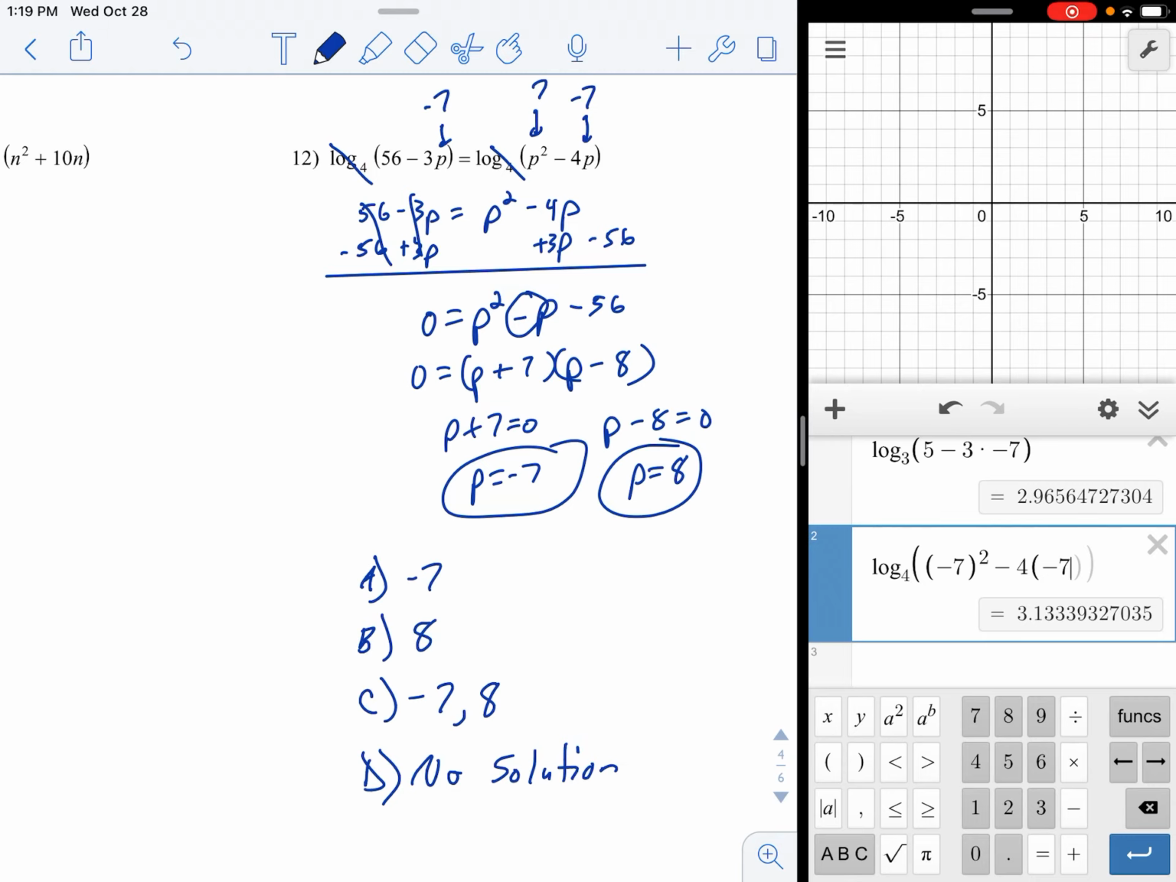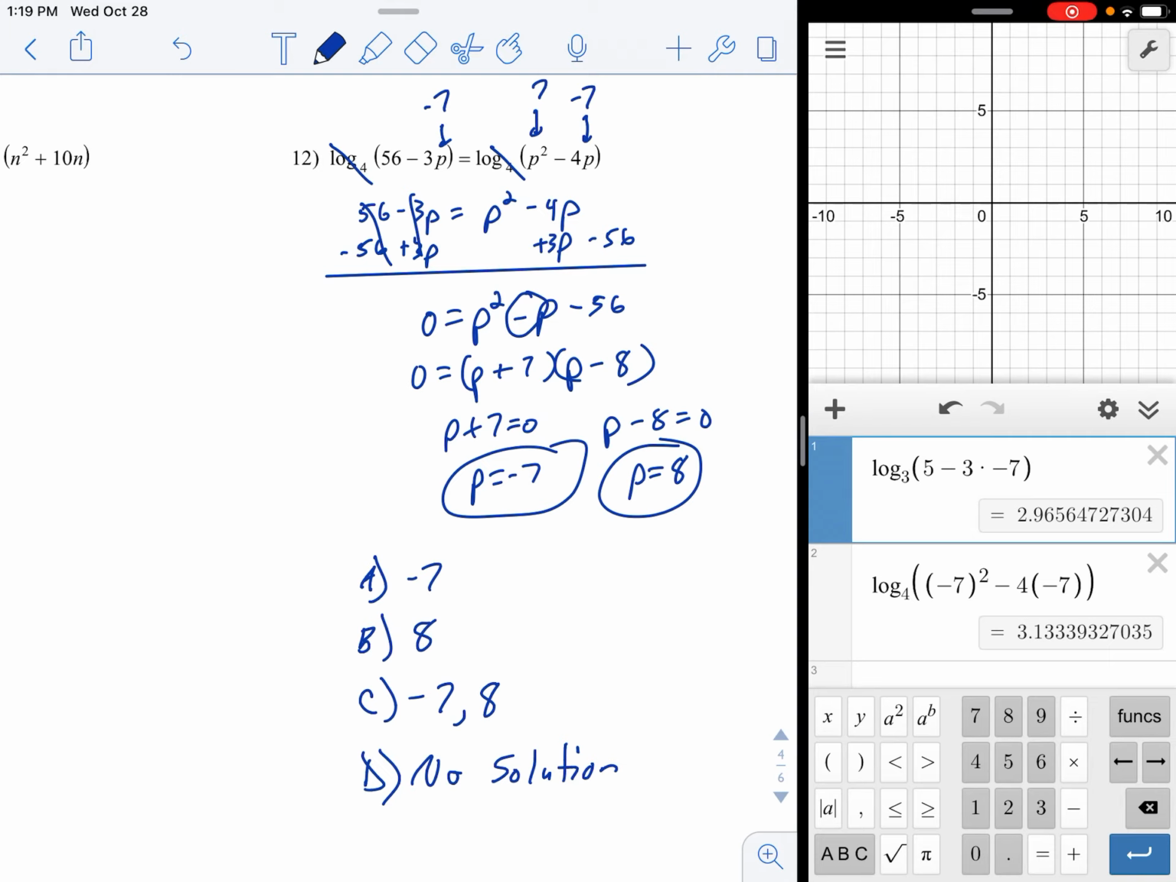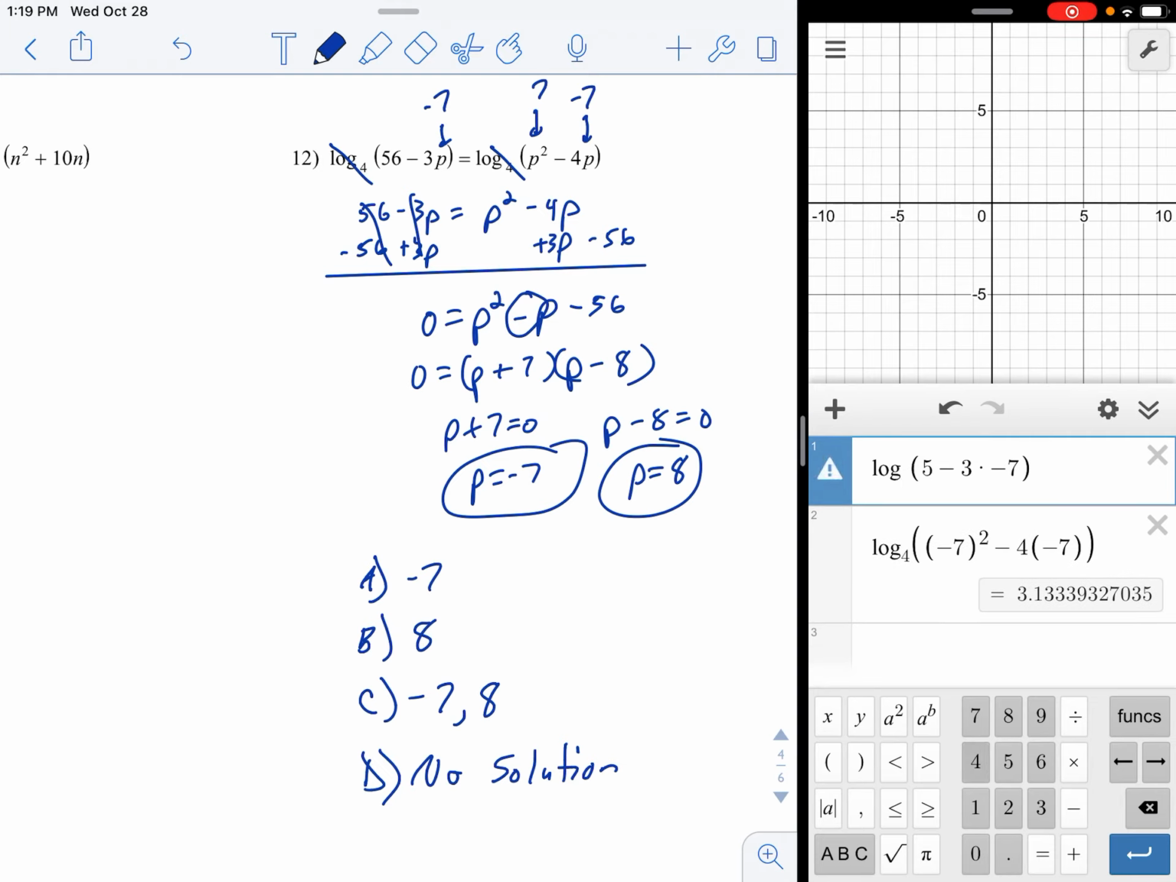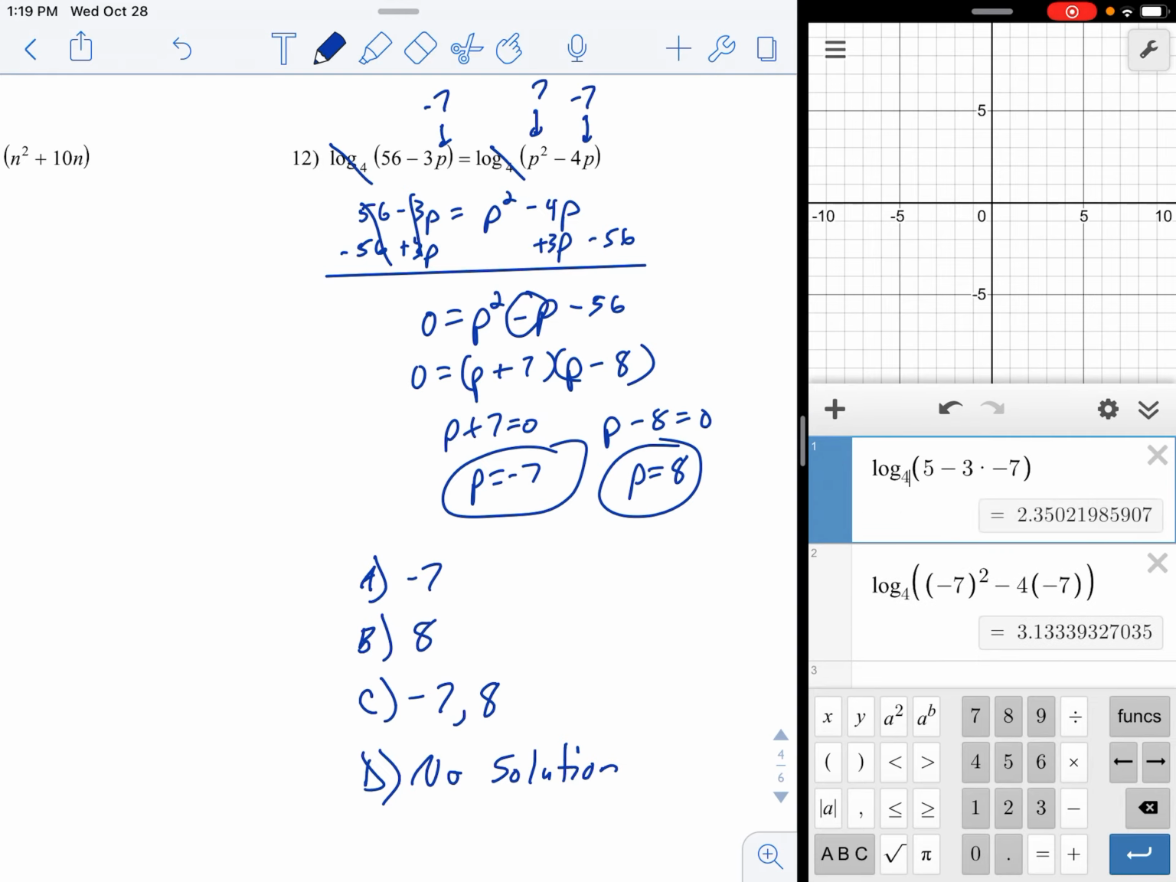ooh, that doesn't look good. Did I type this? Oh, it's log base 4, not log base 3. I don't know where I got that 3 from. There we go. Oh, and then that's 56. If you type stuff in wrong, guess what? It doesn't work. So, I typed stuff in the calculator wrong. I think it's the stylus I'm using. I'm hitting the wrong buttons on the keyboard. I am sorry about that. Anyway, I plugged in negative 7 and it worked.